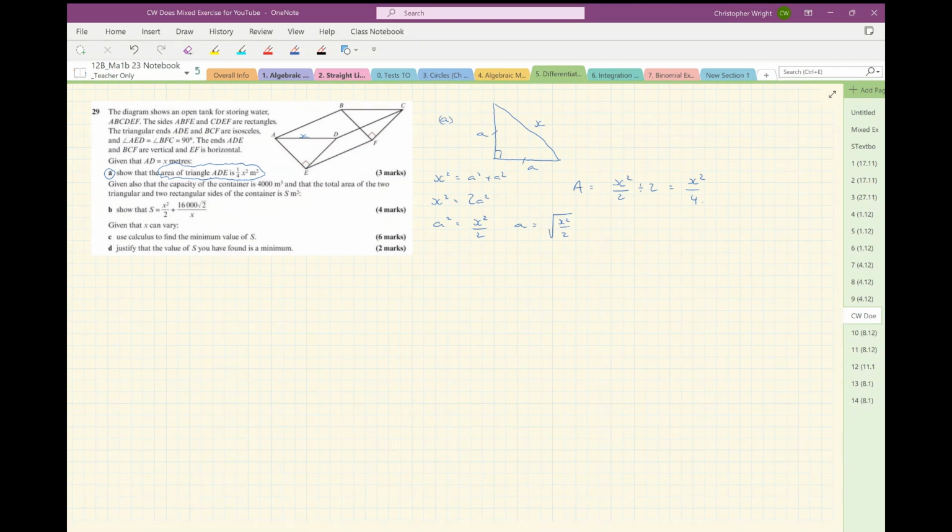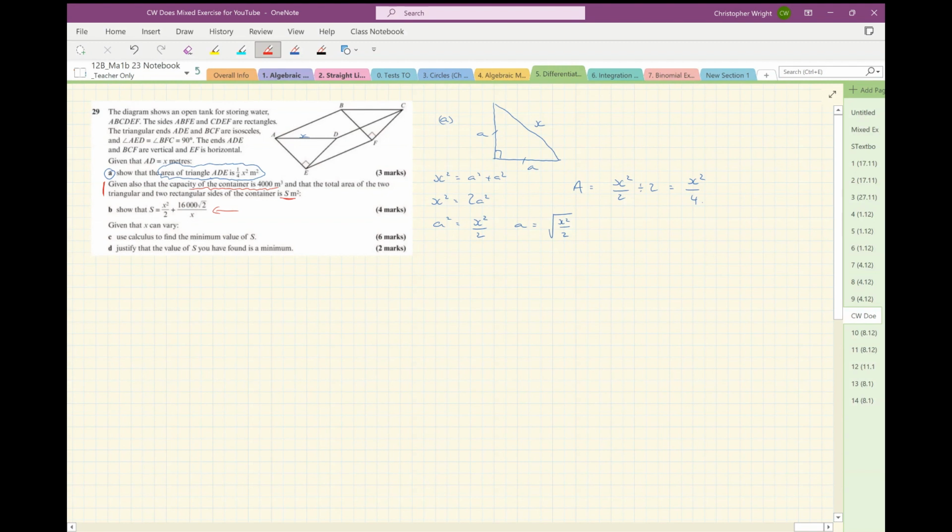Okay, 29b. Right. Given also that the capacity of this container is 4,000 cubic meters, and the total area of the two triangle and two rectangular sides is S, show that S is equal to that.